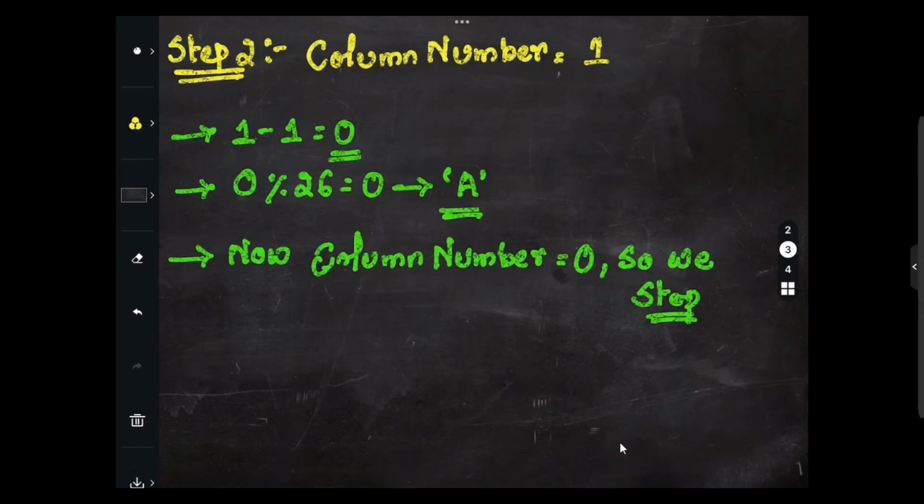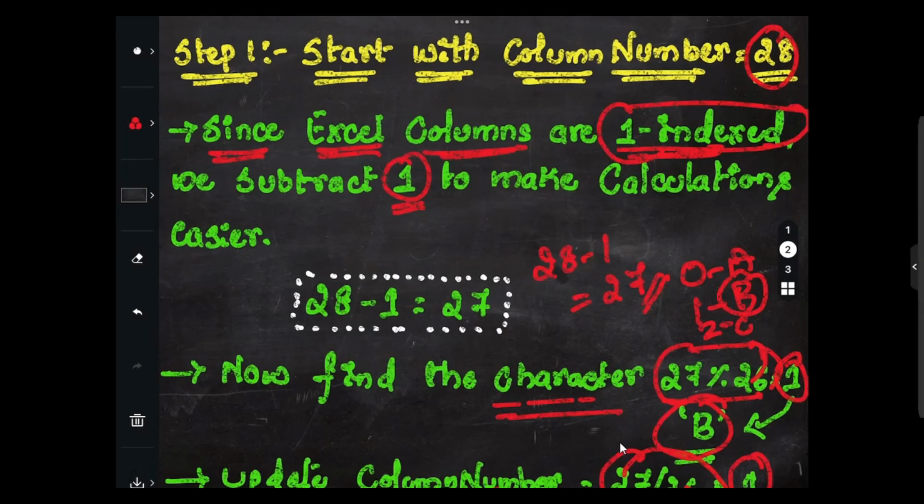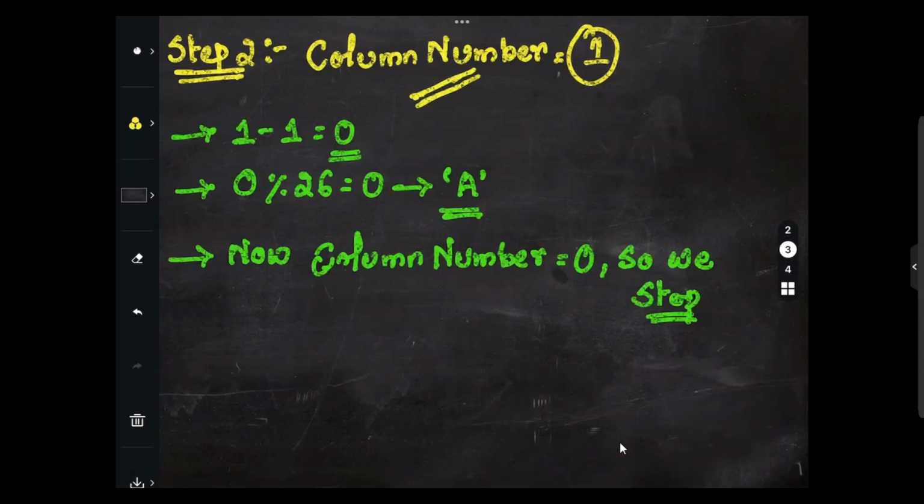So this is the main step, step 1. So this is fine. So now we have to go with the column number 1, as we have got the 1 here, 27 by 26, nothing but 1 here. So next, what we will do here, let's go with the column number equals 1. 1 minus 1 here, we will go with 0 in this case. So we will go with 1 minus 1 here.